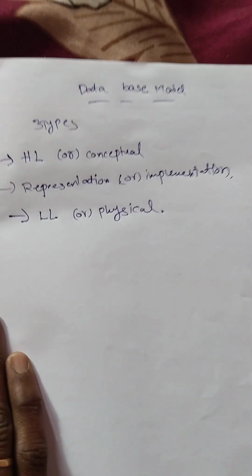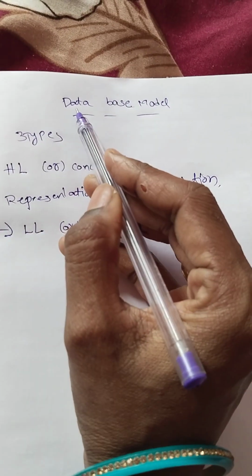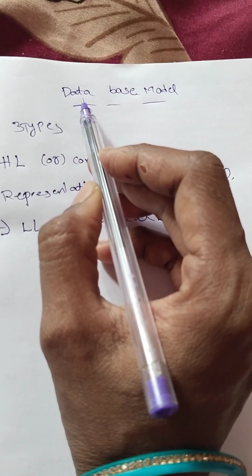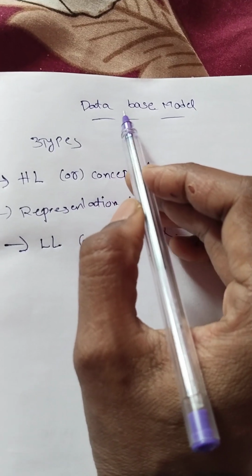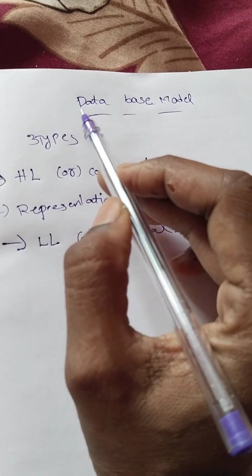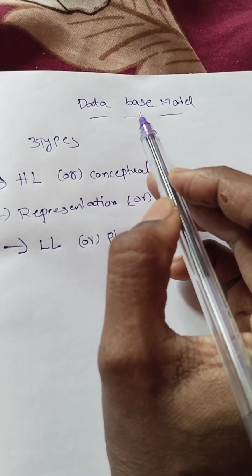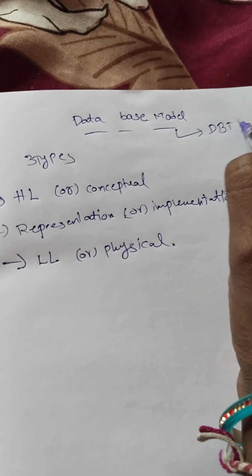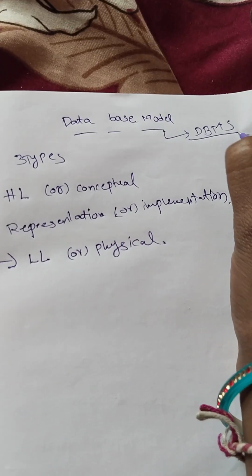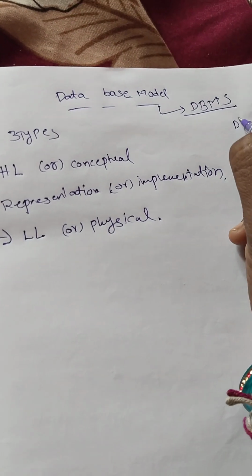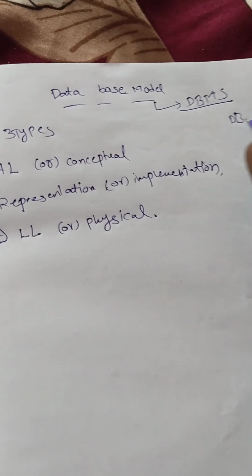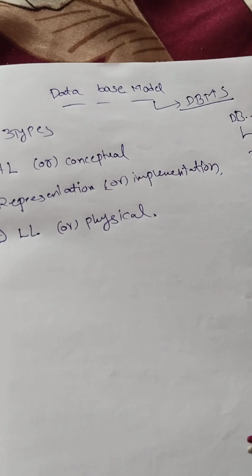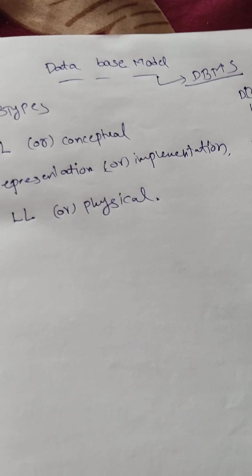Let me revise the previous class. What is data? Data is the raw bit of fact, the real-time representation of an object. For the maintenance of the data, the collection of all the facts is called a database. For the maintenance of the database, we have one software, called a database management system. The database plus the software is called the database software.